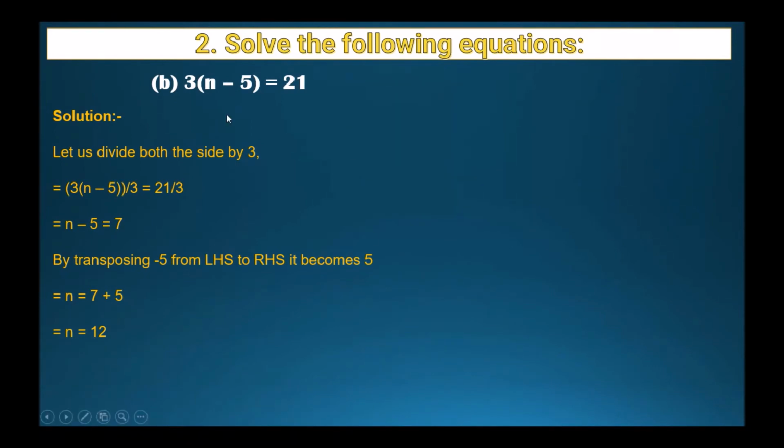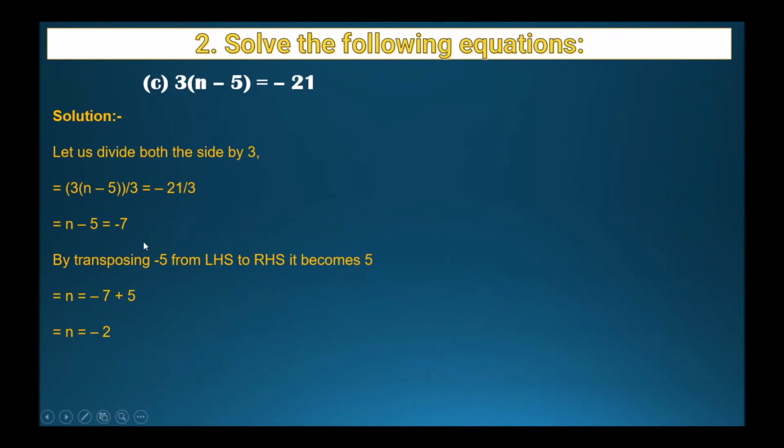Next, 3 bracket n minus 5 equals 21. First we will divide by 3 on both the sides. So 3 bracket n minus 5 upon 3 equals 21 upon 3. So this 3 will cut, so n minus 5. 21 upon 3 is 7. Now we will bring this minus 5 from LHS to RHS. So minus 5 will become plus 5. So n equals 7 plus 5. So n equals 12.